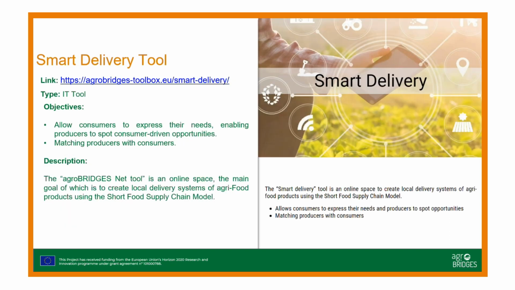The third digital tool is the Smart Delivery tool. And this tool connects producers and consumers, allowing consumers to express their needs and producers to identify new opportunities. So this tool is for both consumers and producers, and the connection takes place in an online space created for this purpose.